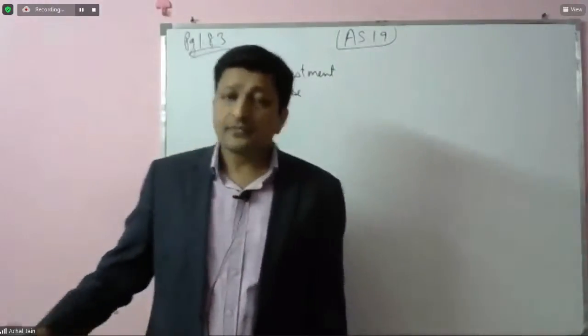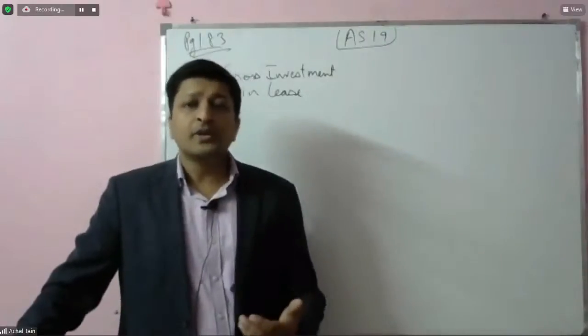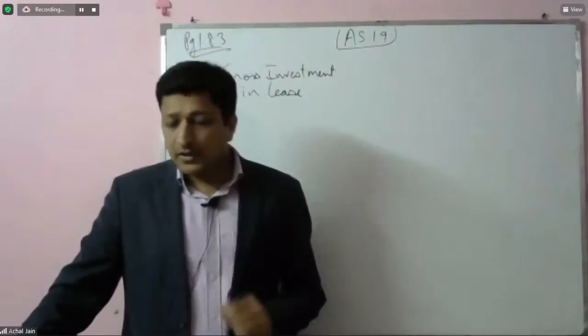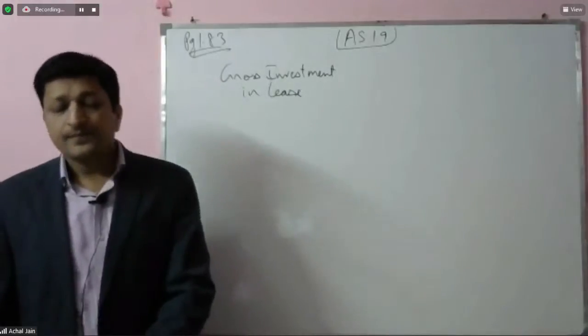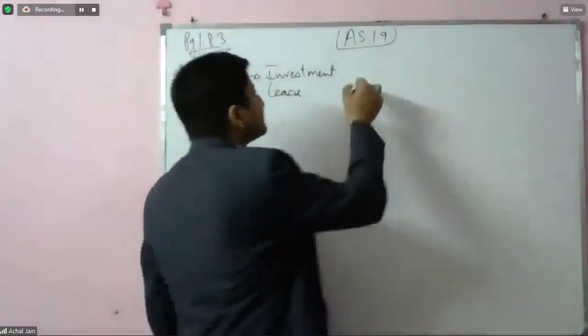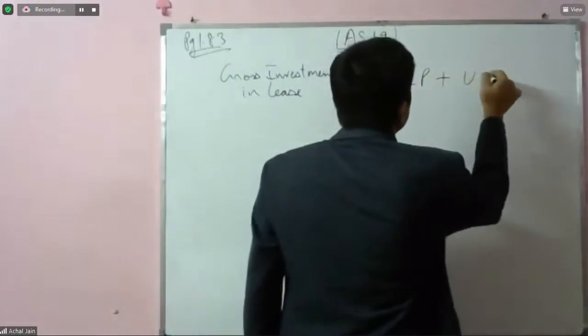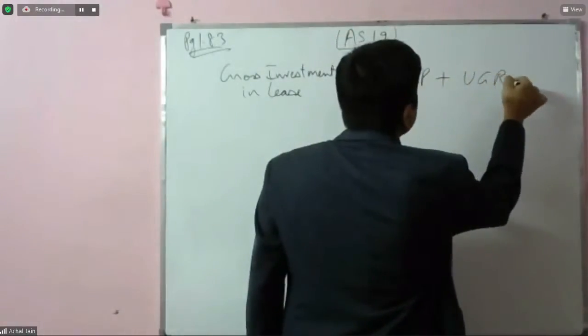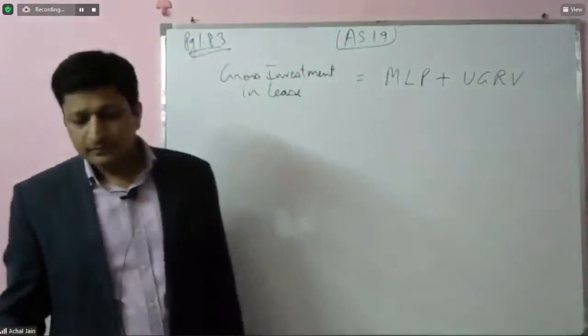You look at it from the perspective of the lessor. How do you compute it? Gross investment in lease is equivalent to MLP plus UGRP. This is equivalent to MLP plus unguaranteed residual value.